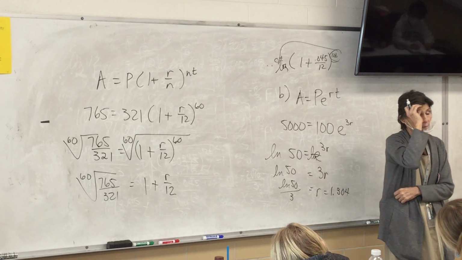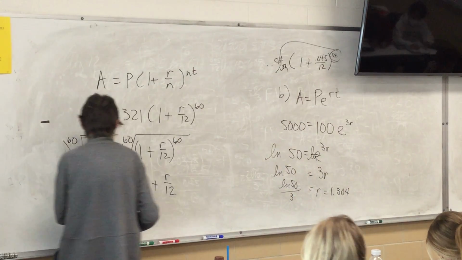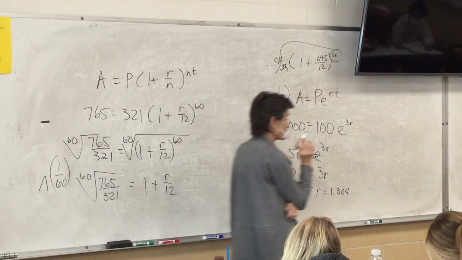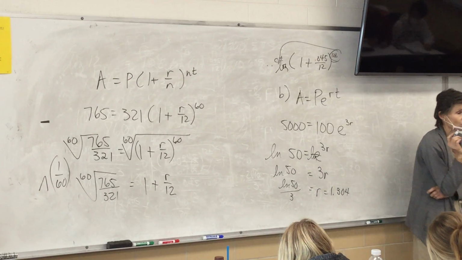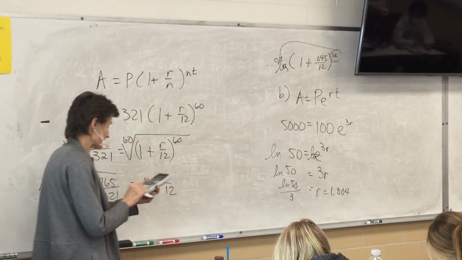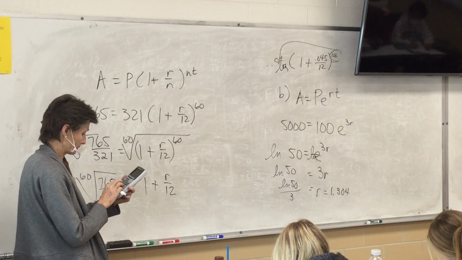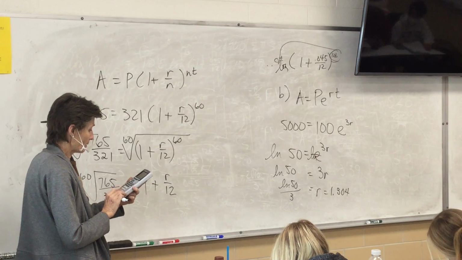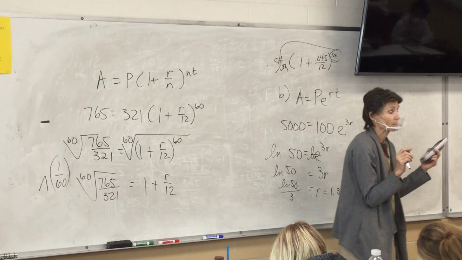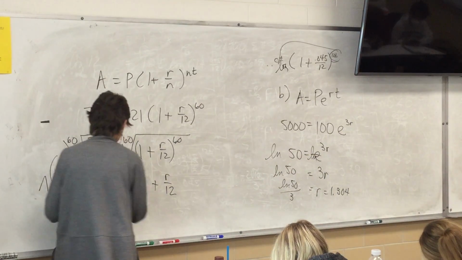Remember that if you don't remember how to do the 60th root, you can always raise to the 1/60th power. Taking the 60th root is the same as raising to the 1/60th power. That 1/60 will need to be in parentheses. So, I'm going to figure out what this is, and so will you. Okay, so did you get 1.0145? I'm talking about just for the 60th root. All right, so you have figured out what the 60th root is.